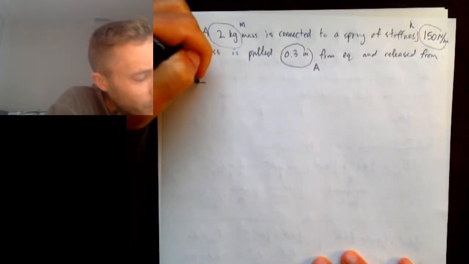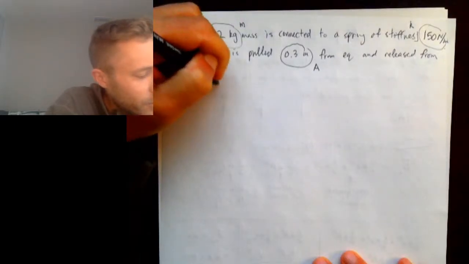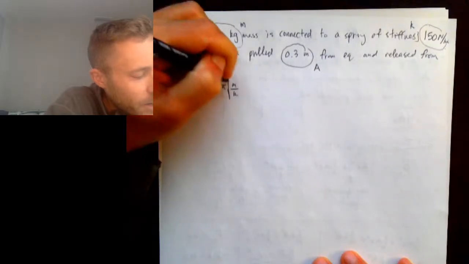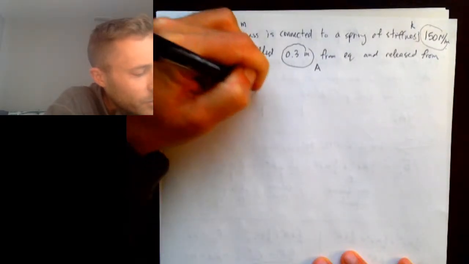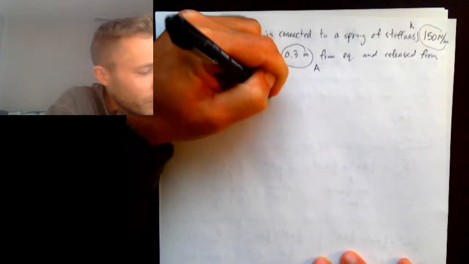Okay? So we can just go through and start answering questions about this motion. So for example, what if I said, what is the period? The period is going to be 2 pi square root of m over k. So that's 2 pi square root of 2 over 150.